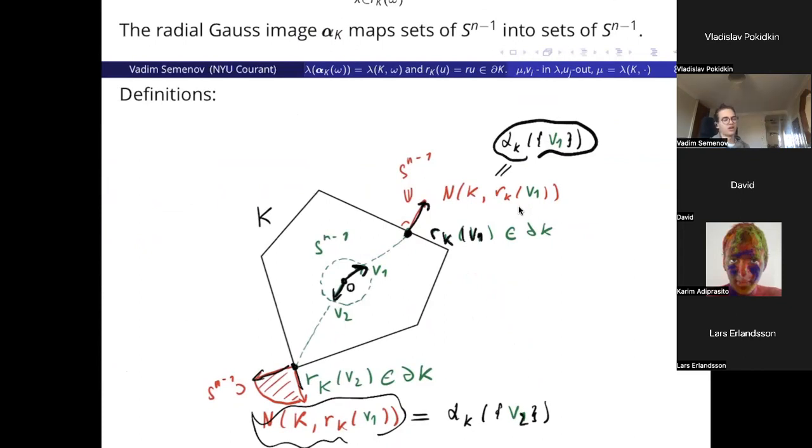So if your body is nice, let's say C1 and strictly convex dual, then alpha k is known to be a homeomorphism, right? But in general, when you talk in the most general setting, this is not even a regular map, because it can take a point and map it to many vectors, right? So the way you should think about it is that it's a set-valued map. You give it a set, then it spits out another set.